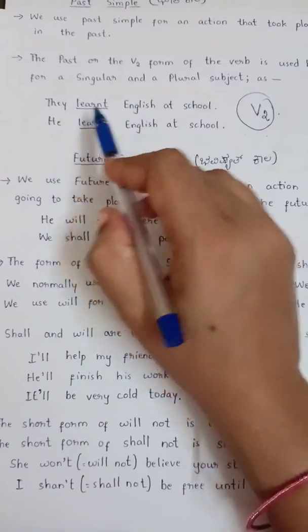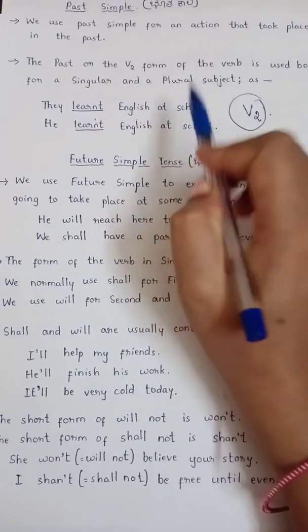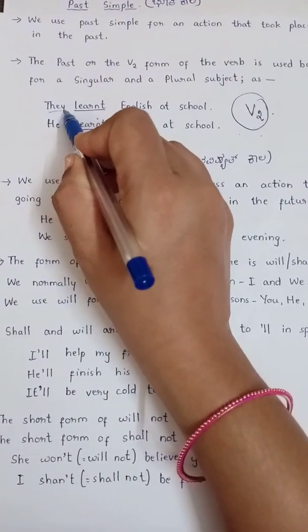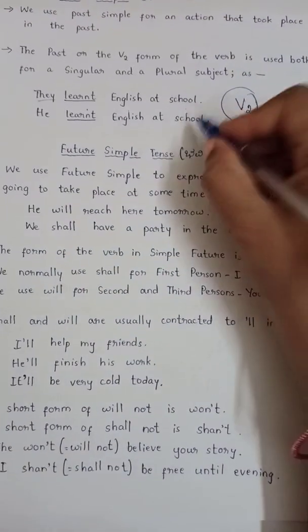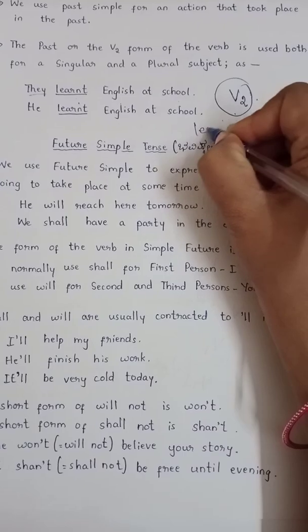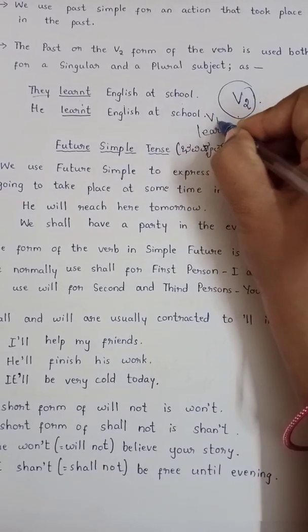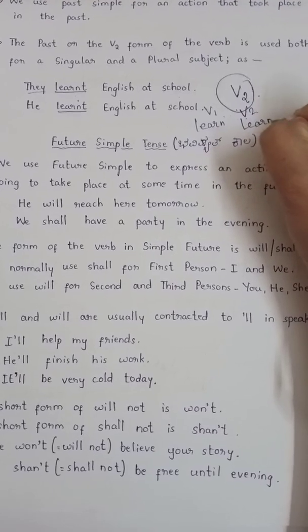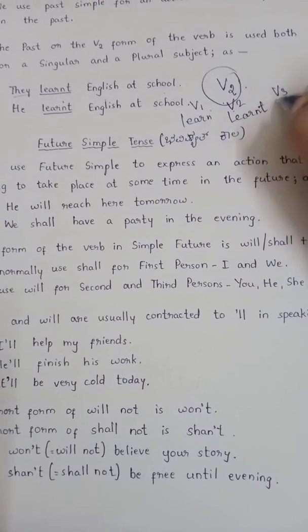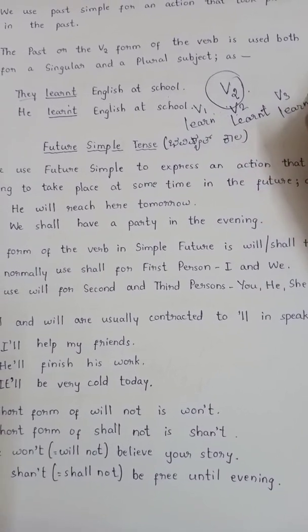See, they learnt English at school. Here, they, it is what? It is plural. So V2, learnt. What is the V1 form of learnt? Learn is the V1 form of learnt. So V2 form is learnt, and V3 also is learnt.